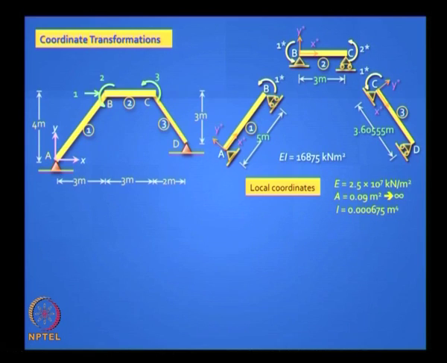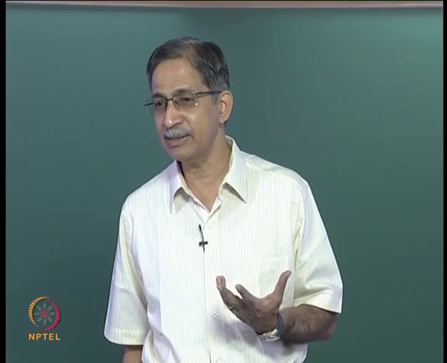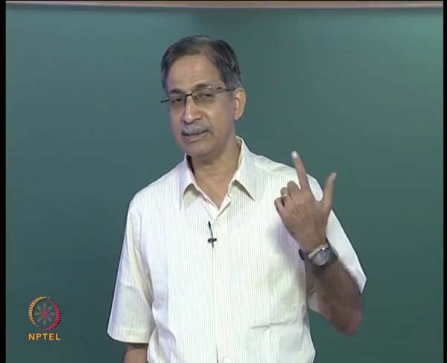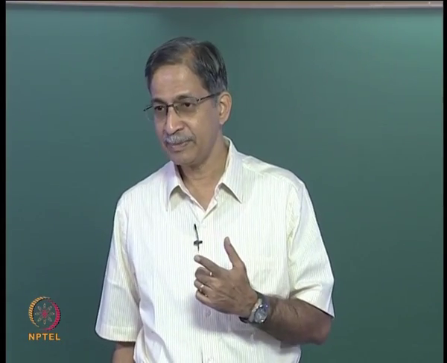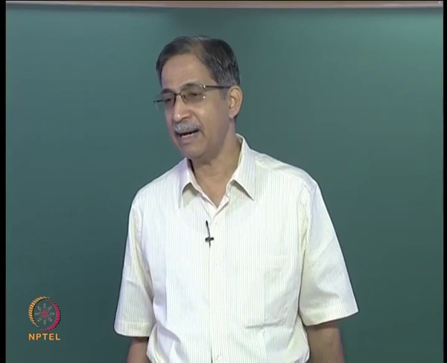But for elements 1 and 3, I take advantage of the fact that I have a hinge support at the ends A and D where the bending moments are 0, and so I can take advantage of a reduced stiffness. What is the element stiffness for that, flexural stiffness? 3EI by L. So I just need 1 degree of freedom, which I have marked as 1 star. Is it clear? So with this I can proceed.